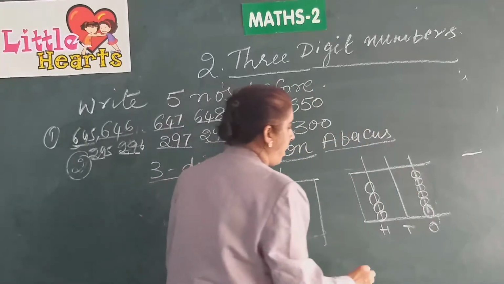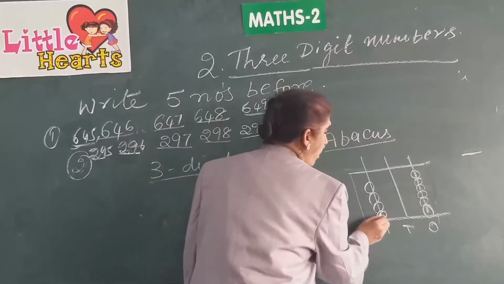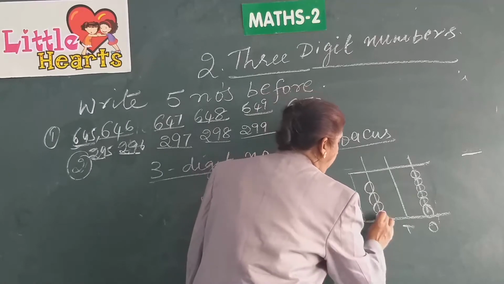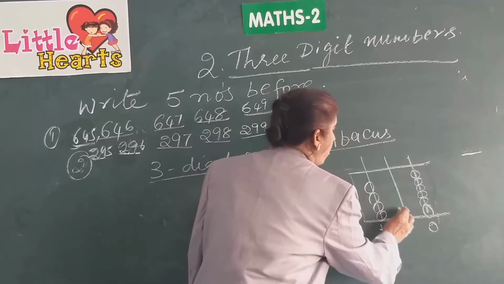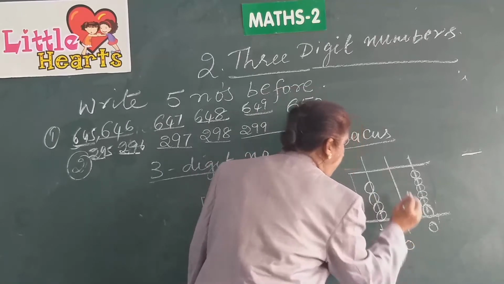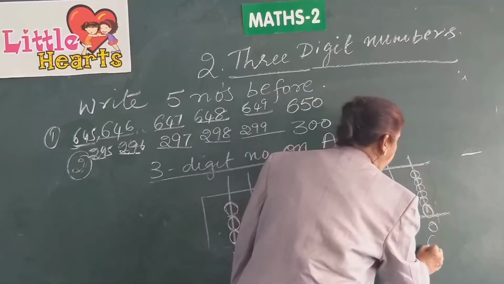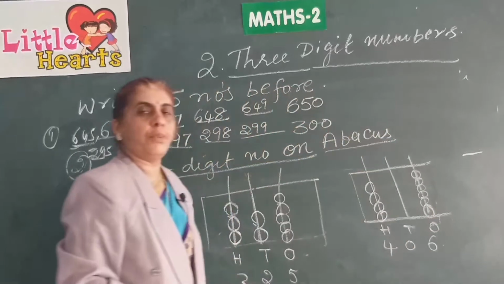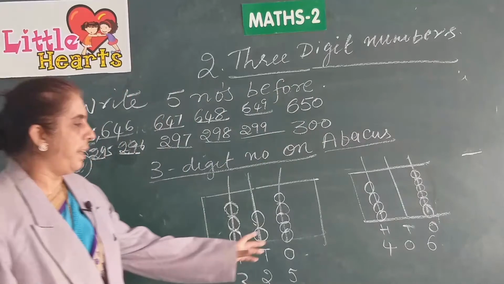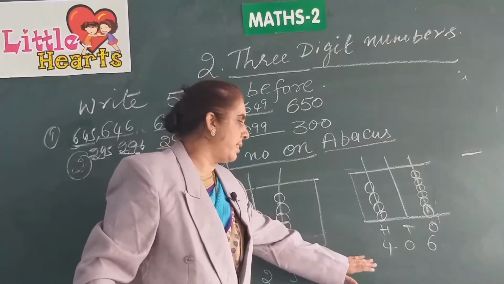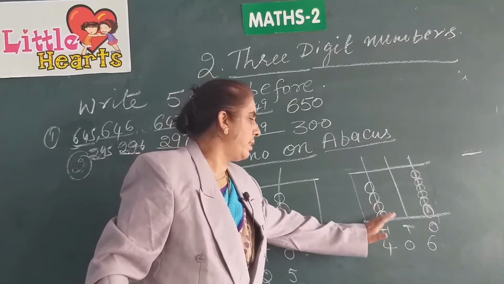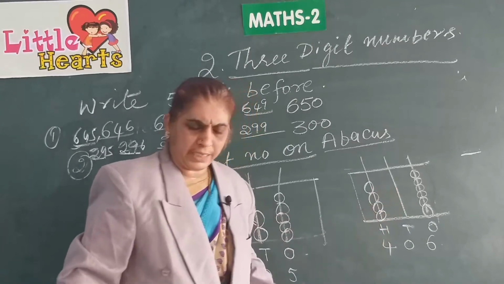Now, how do you write the number? Count the number of beads in the hundreds place. It is 4. There are no beads in the tens, 0, and 6 in the ones. So, how do we read the number? We read it as 406. 4 hundreds, 0 tens, and 6 ones.